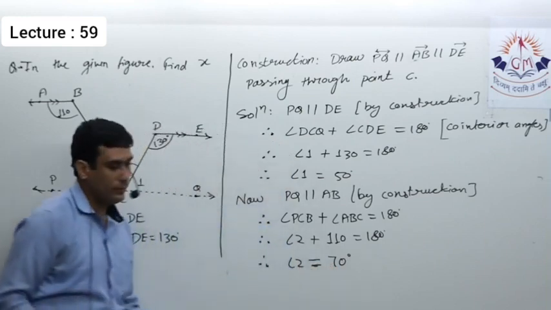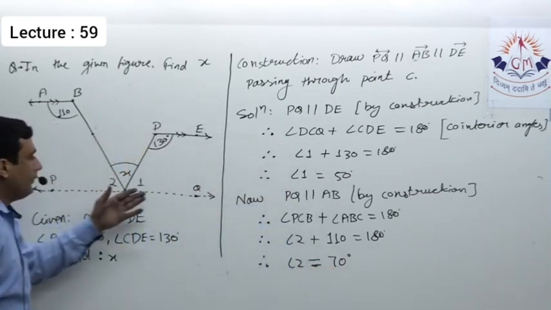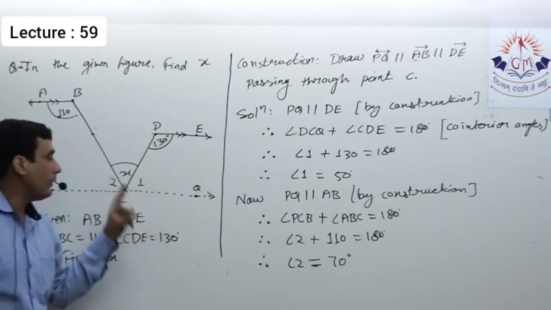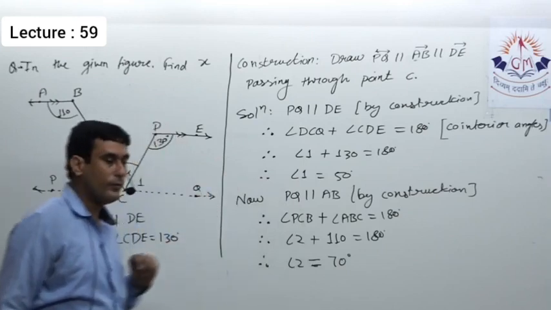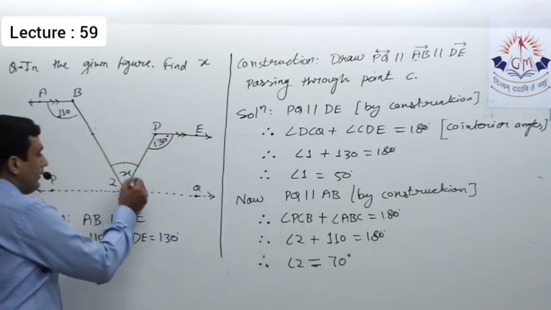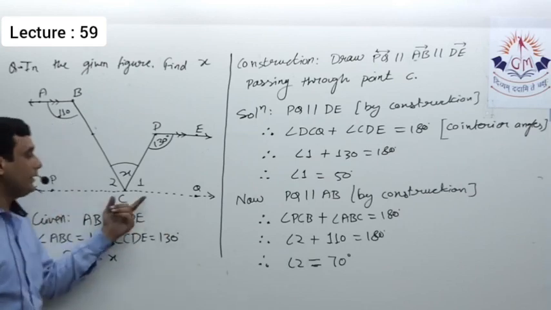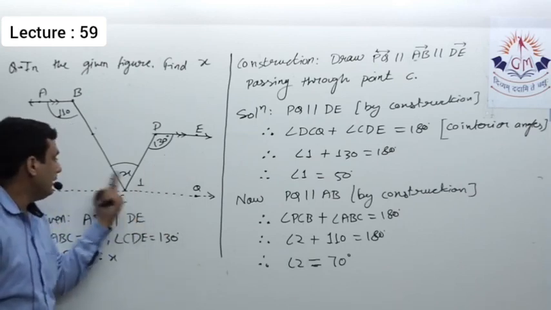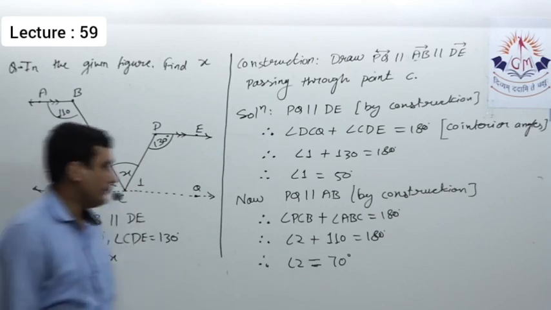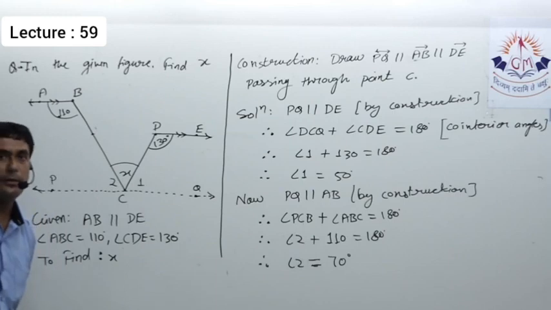Now, I got the measure of angle 1 as well as angle 2, but I am neither asked to find angle 1 nor angle 2. I have to find x. Then what is the use of these two angles to find the measure of x? See, now 1 plus x plus 2 equal to 180 degrees, because PQ is a line. By construction, PQ is a line, so these three angles form a linear pair. Note it down up to this point, then I will give you the remaining solution.